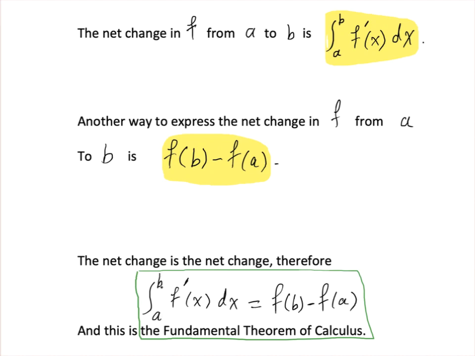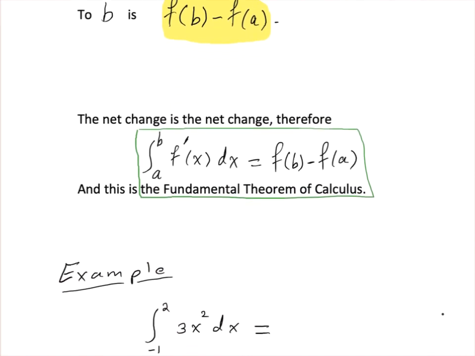Integral from a to b of the rate function f prime of x dx equals the value of the amount function at the upper limit, or the right endpoint of the interval, minus its value at the lower limit, or the left endpoint of the interval. And this is what we call the fundamental theorem of calculus.